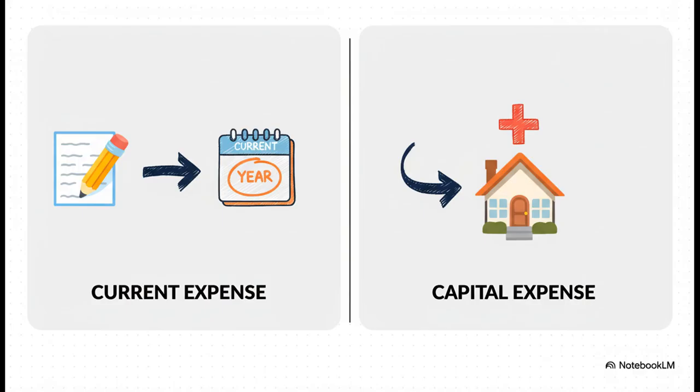Imagine you're paying legal fees. Okay, so if you pay a lawyer to draw up a lease for your new tenant, that's a current expense. It's just part of the day-to-day business of being a landlord, so you deduct it in the same year. But what if you pay that same lawyer to help you buy the property in the first place? That's a capital expense. You don't deduct it right away. Instead, it gets added to the official cost of the property.